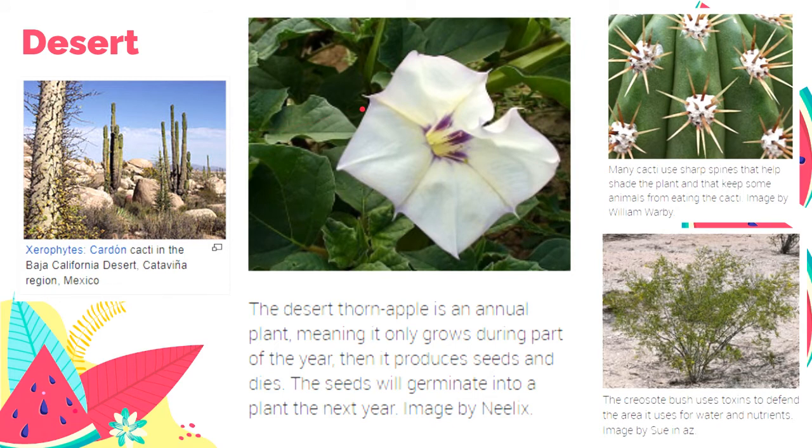So this one is a desert thorn apple. It's an annual plant. It only grows during part of the year. Then cacti have sharp spines that help shade the plant and keep animals from eating it. And then you have here this bush that uses toxins to defend itself, to defend the area it uses for water and nutrients.